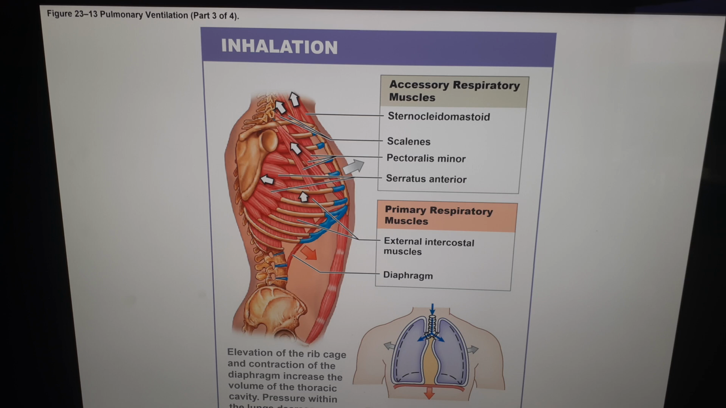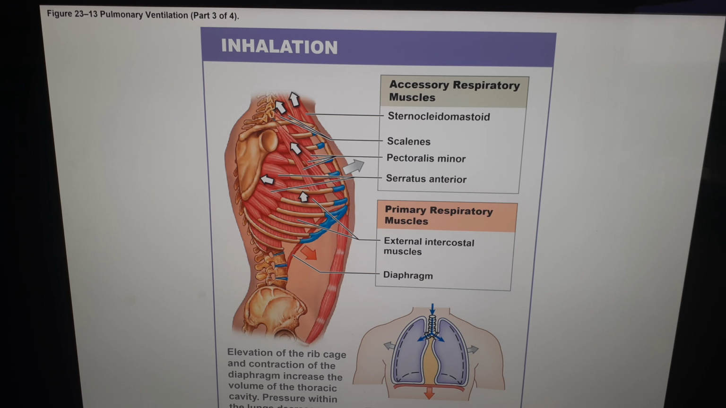Now, this is for our normal relaxed breathing. And inhaling is always active. Exhaling can be active or passive, but inhaling is always active. Now, we can just do a relaxed breath and only use our external intercostal muscles and our diaphragm. And that's just a normal inhale. Or you can forcibly inhale.